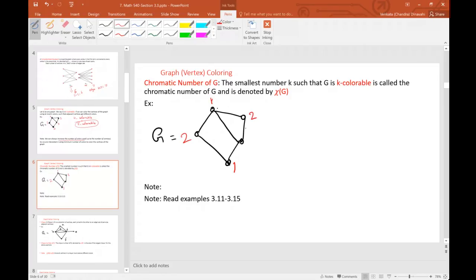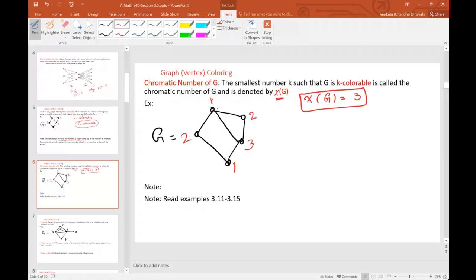Now I cannot use 2 and I cannot use 1, so I am forced to pick a different color. I don't think I can color with fewer than 3 colors, because this vertex is connected to 3 different vertices: 1, 2, and 3. So I need at least 3 colors. This number is called the chromatic number of the graph, and it is denoted by this symbol. In this case, the chromatic number of this graph is 3.